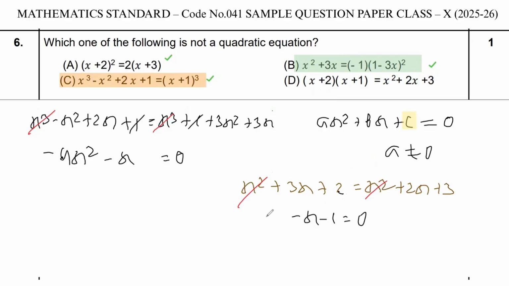As you can see, the x square term is not there, right? The coefficient of x square is not there. So here a is equal to 0. This means this is not a quadratic equation. Well, we had to choose one which is not a quadratic equation. So clearly, D is the correct option in this case.